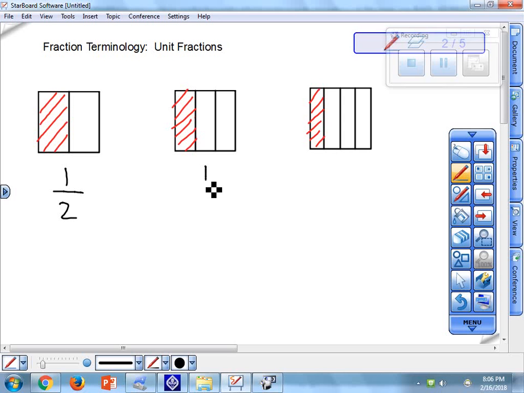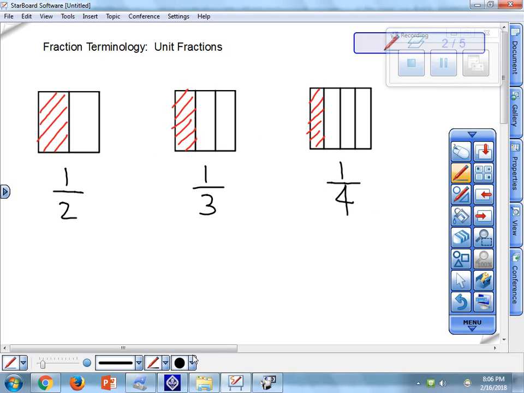Notice I'm going to put a 1 in the numerator again to represent the number of pieces that are shaded, and 3 is the number of pieces that unit square is split into, and correspondingly on the far right I have a fraction that we call 1/4. All of these fractions where I have a 1 in the numerator, and the numerator, by the way, is the number that's at the top.